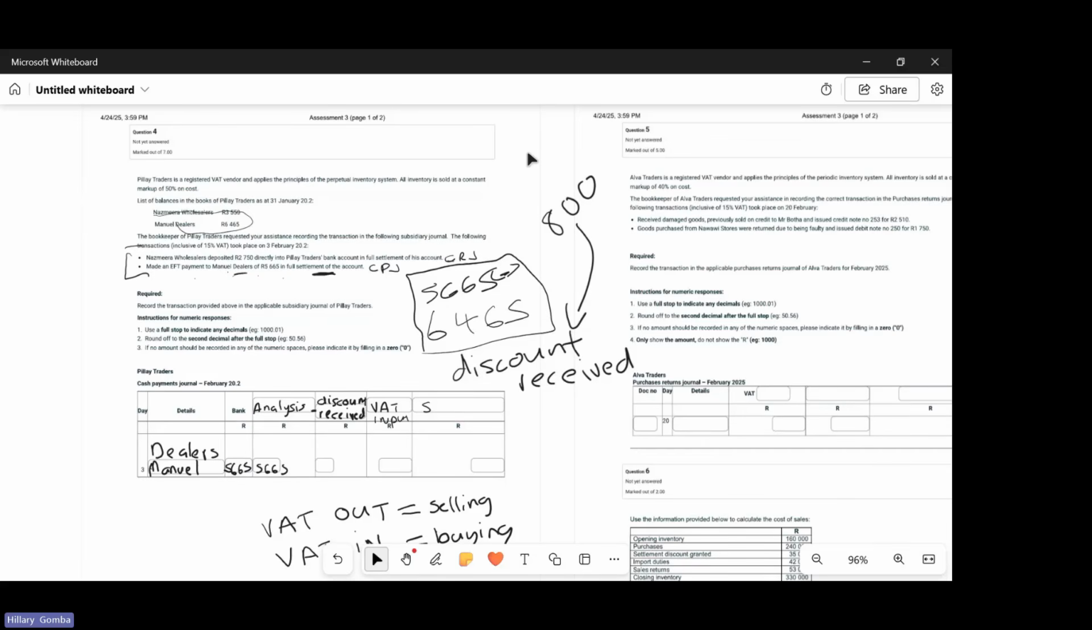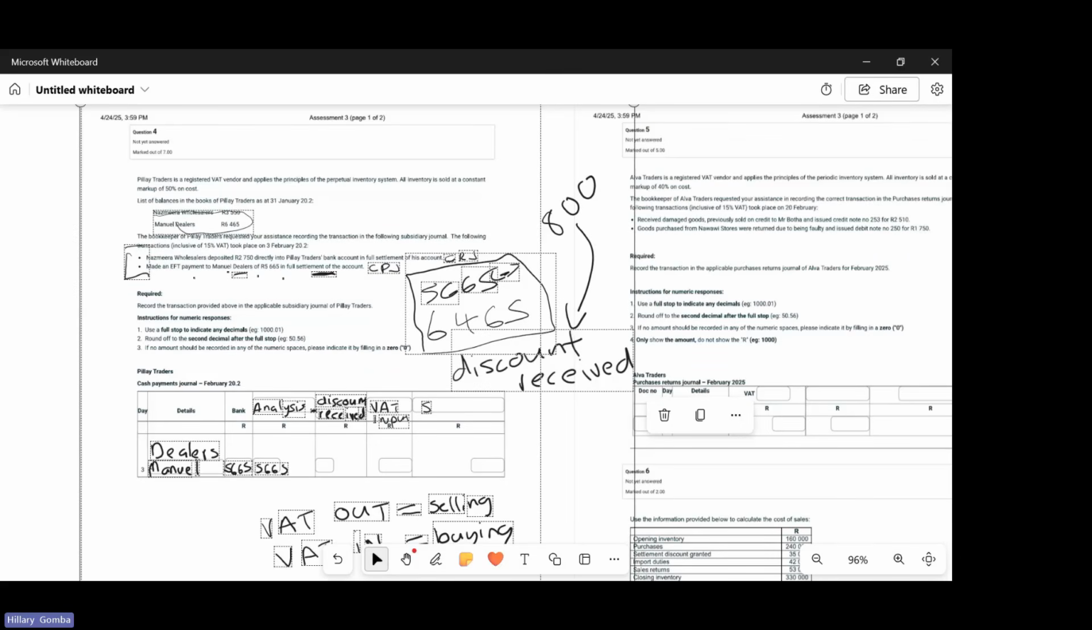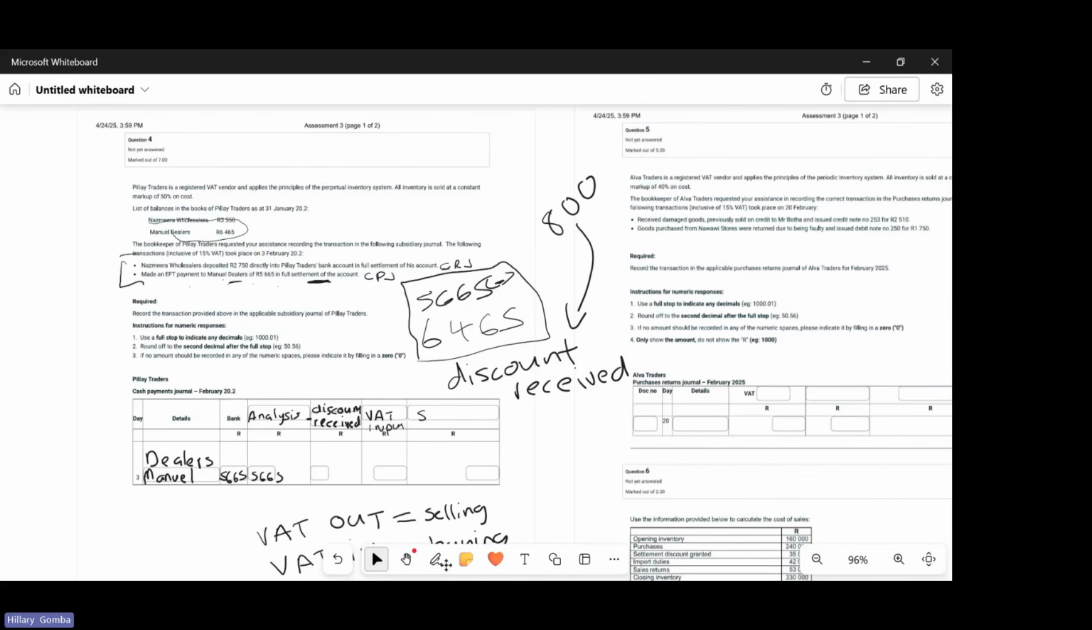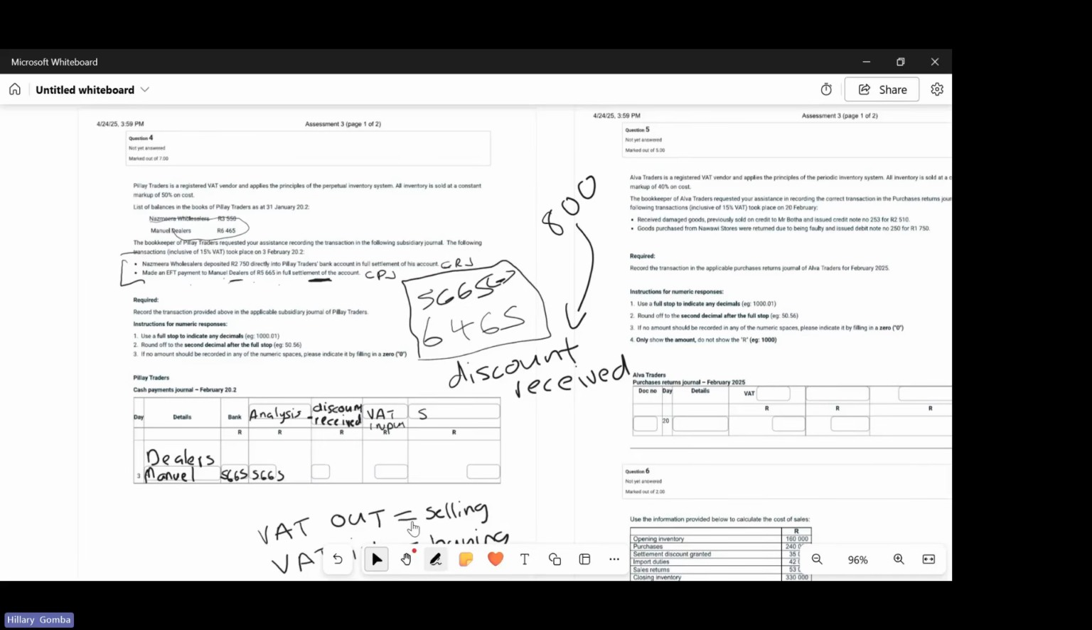Do we all understand? Okay. So by saying that, on this 800 that they gave us, they told you that all accounts are VAT inclusive, which means this 800 Rand is VAT inclusive. So it's 115%, and we need to find out what the VAT is.